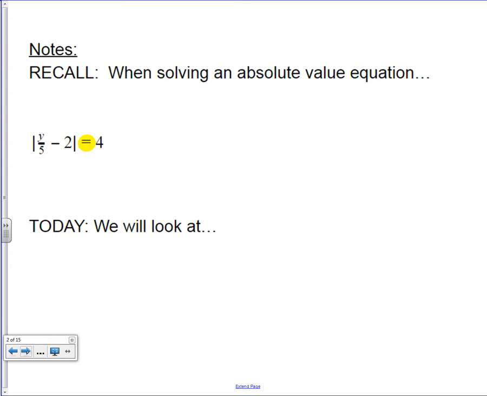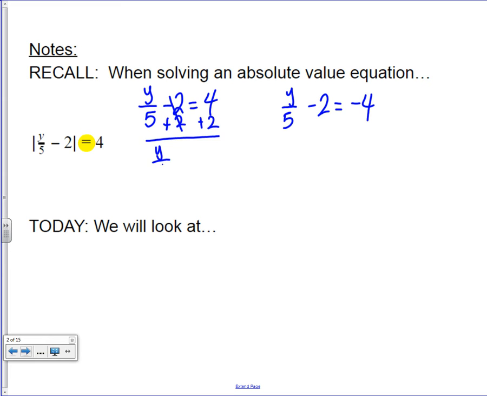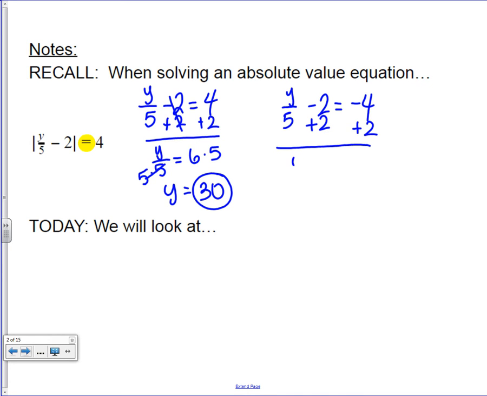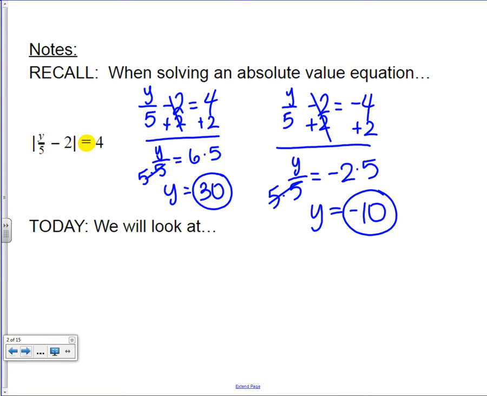And then you had to set up 2 different versions, the positive version and the negative version. And then from that, you just solved it like normal. So if I want to isolate the y, in the positive version, I get 30. If I want to isolate the y over here, I get negative 10. Okay, so we had 2 different versions, the positive and the negative, and we got 2 different answers.